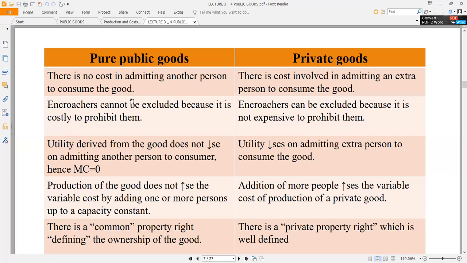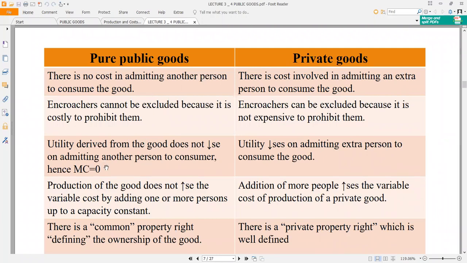And then for public goods, we have something called free riders. Those people are there. You cannot prevent them from consuming it because it's too expensive to do that. But for a pure private good, you can do that because when you are able to prevent them and you sell it, the price that you get will be higher than whatever cost you incurred as you try to prevent those people from free riding.